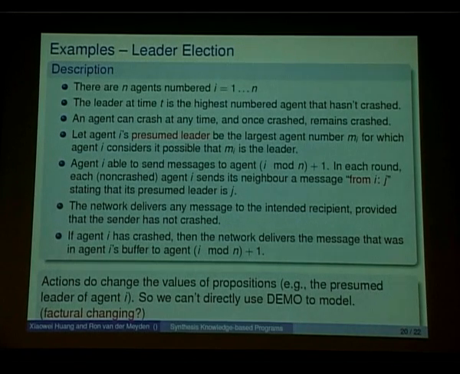Now, when we did this experiment, we found that here the action does change the value of the variables. This caused our problem, and so in this way we didn't do the comparison with DEMO. We are not sure at this moment, so we put a question mark here. Actually, I'd like to know if the factual changing feature of dynamic epistemic logic can handle this kind of situation. That's our problem.